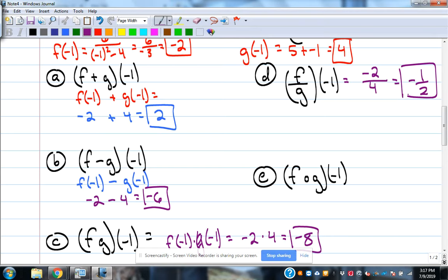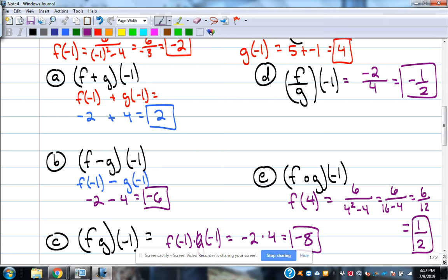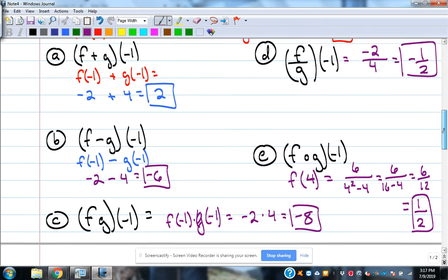And the composition, again, it's a little bit more difficult because we're taking the g of x value. So g of -1 is 4. We're putting that into f of x. So f of 4 is what we're finding. So 6 over 4 squared minus 4. So that'd be 6 over 16 minus 4, which is 6 over 12, which is 1/2. That's the final answer for that one. So again, composition: you take the x value, plug it into the second function listed, get that answer, plug that answer into the first function listed, and that gets you function composition.